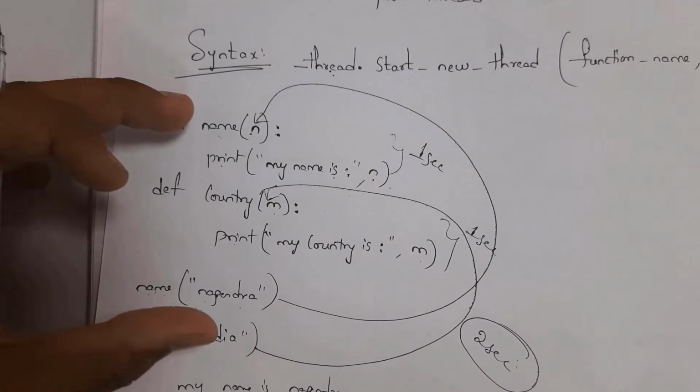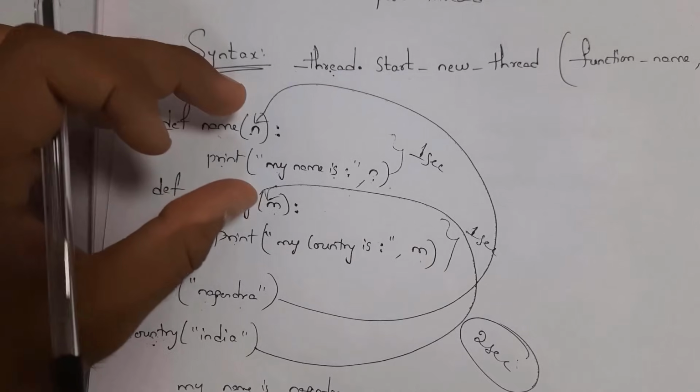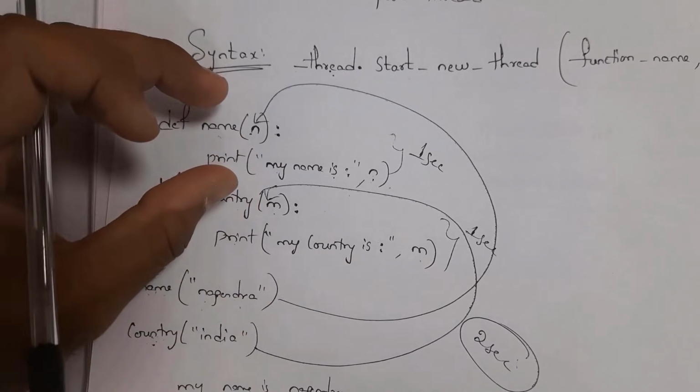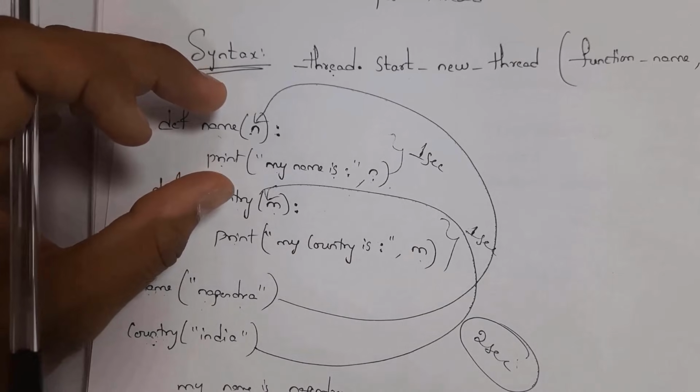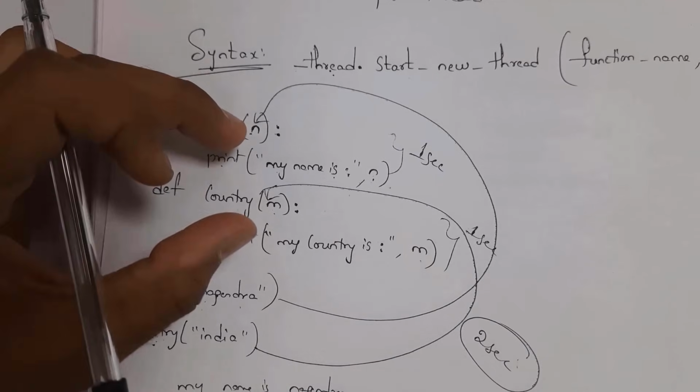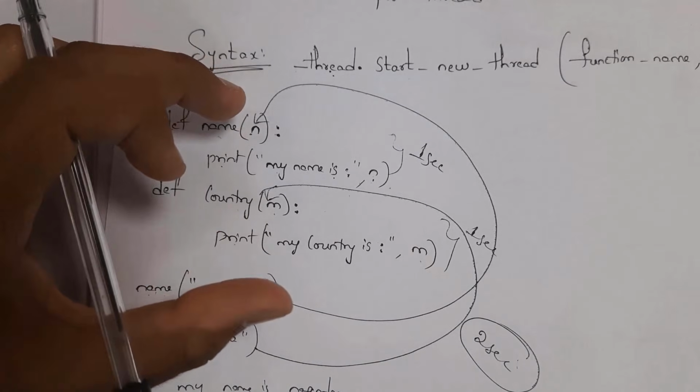If you execute this program normally, the second function will be executed only after the first function finishes. For example, the first function will take 1 second and similarly the second function will take 1 second to execute. So the total time taken is 2 seconds.